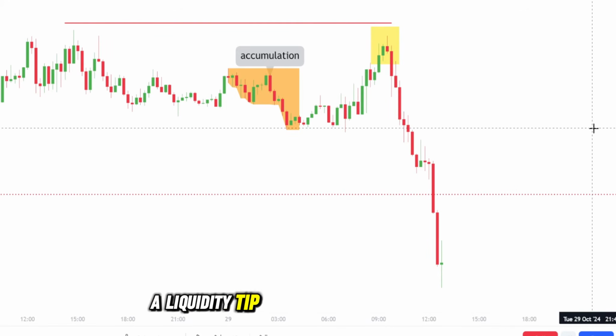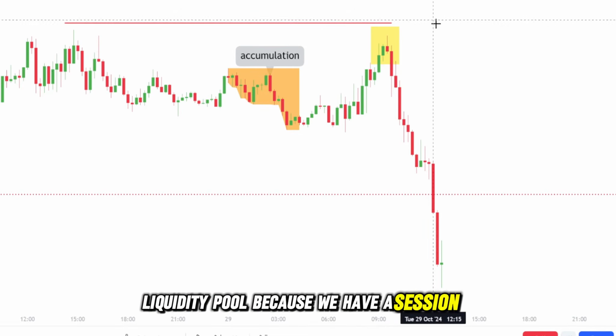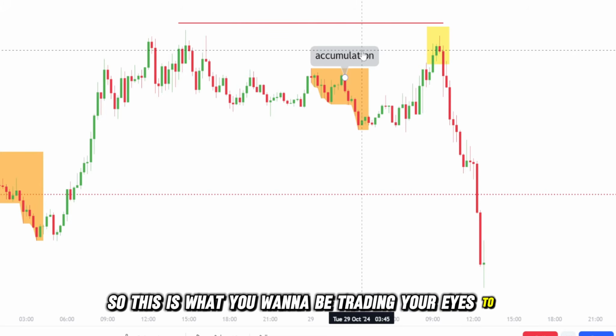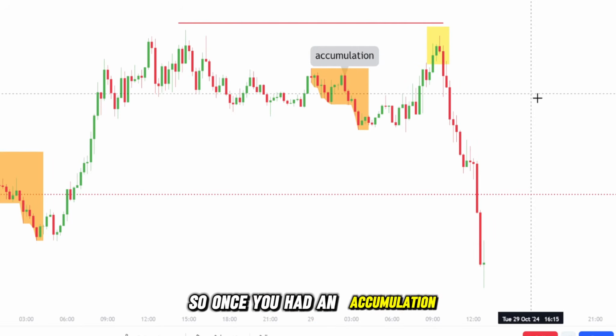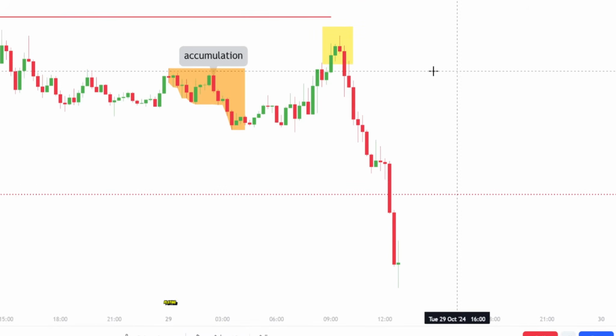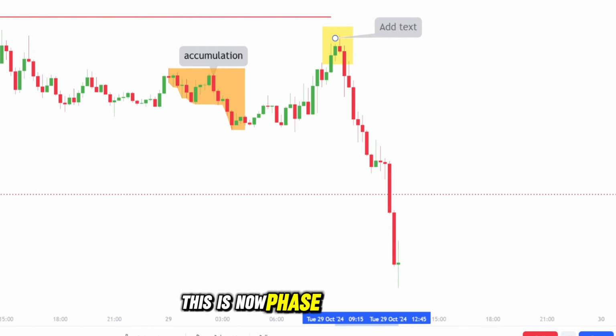A liquidity tip I want to give to everybody is you want to be targeting session highs and previous day highs. And this is a very high probability buy side liquidity pool because we have a session high as well as a previous day high. So this is what you want to be training your eyes to see. So once we've had an accumulation, this is our manipulation phase one. So we actually had the power of 4 playing out over here. So this is phase 1. This is now phase 2.